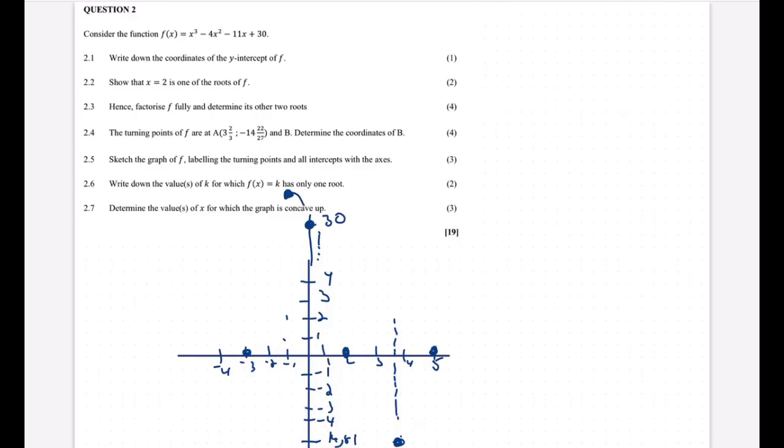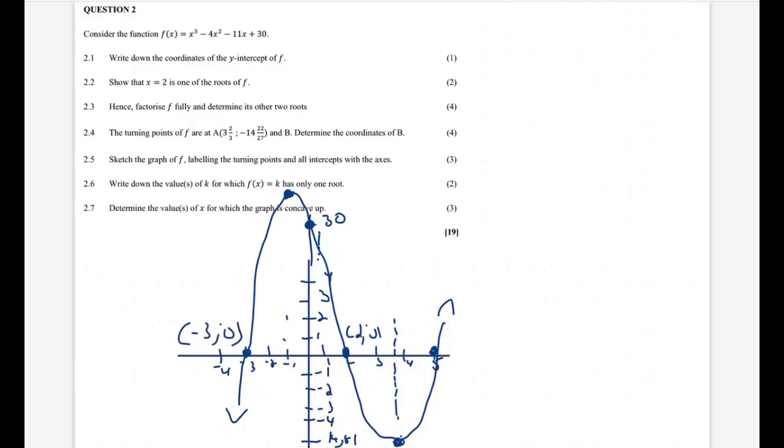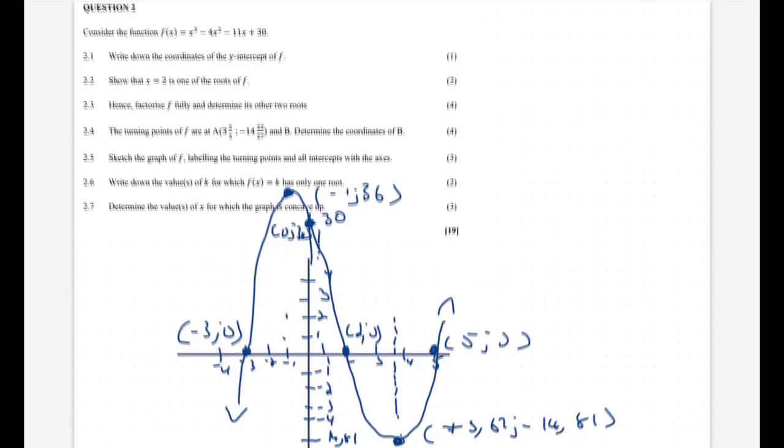Okay, so if we were to join all of these together, here's a turning point here. And here's another turning point there. If we joined all of these together, then the graph would look something like that. And you need to also show us the coordinates here. Minus 3, 0; 2, 0; 5, 0; 3.67 and minus 14.81. This one is 0, 30, and this one is minus 1 and 36. So that's how.